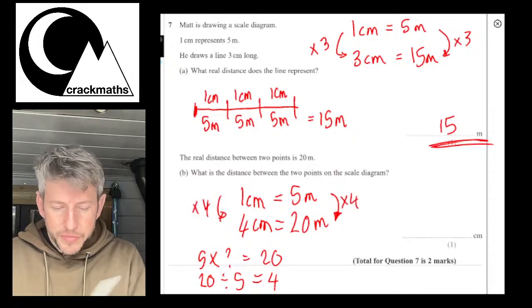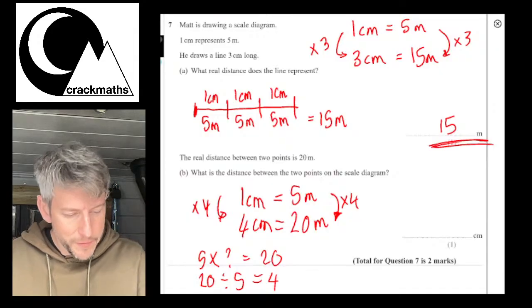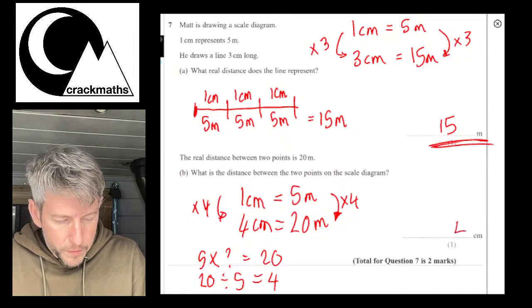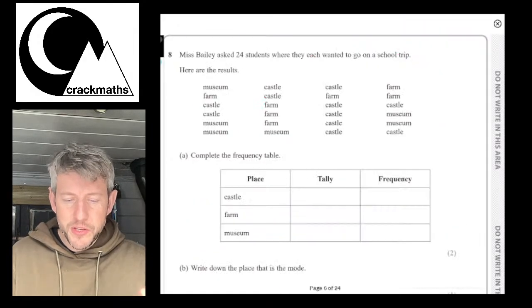So there we go. So the answer to what is the distance between the 2 points in the scale diagram is going to be 4 centimetres. Okay, right. Next question here.